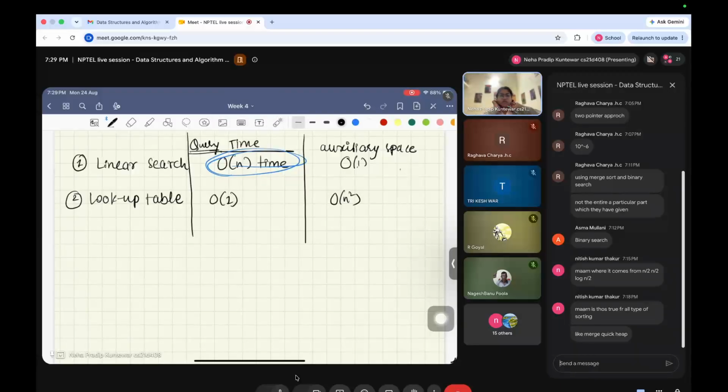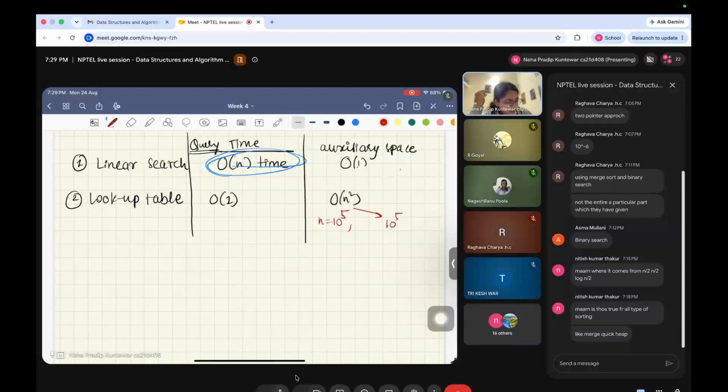Now the question is, these are two extremes. Here you are doing great on space but bad on time. Here you are doing great on time but bad on space. But let's say n was very large, 10 to the 5 or something. Then the space that I need here is 10 to the 5 square, which is 10 to the 10, and I don't have that amount of space. This is huge, right?